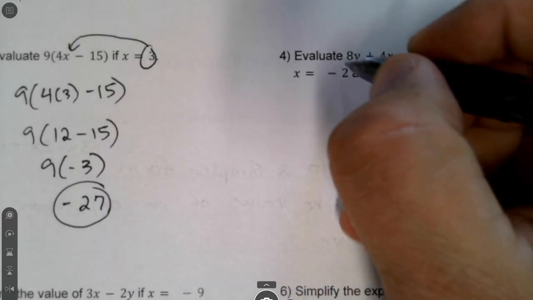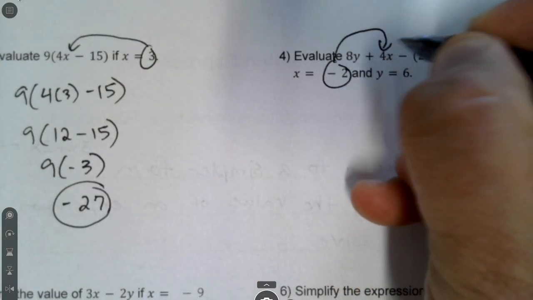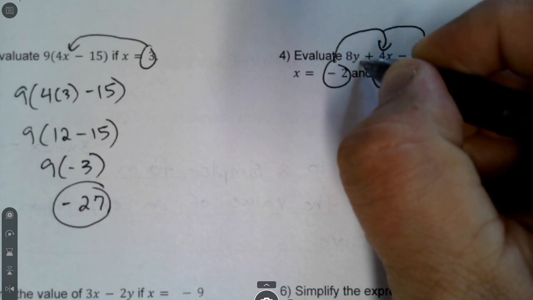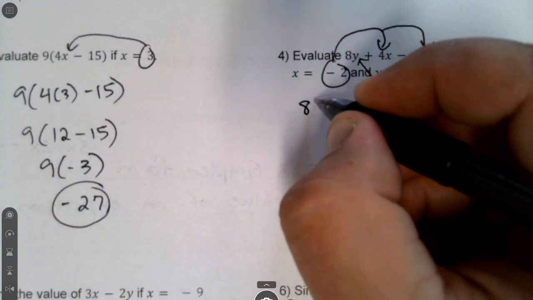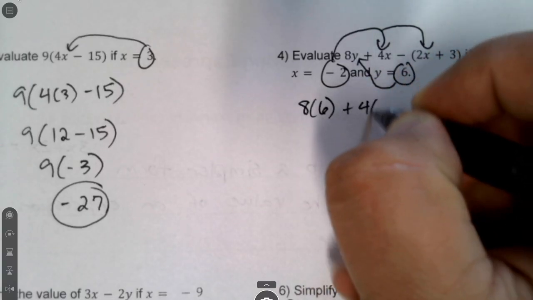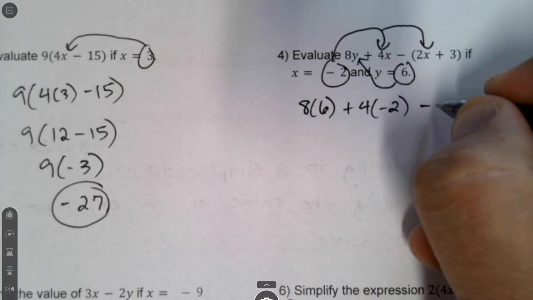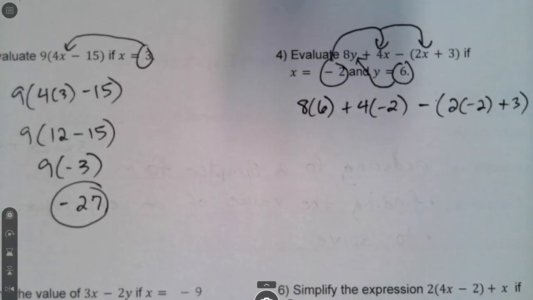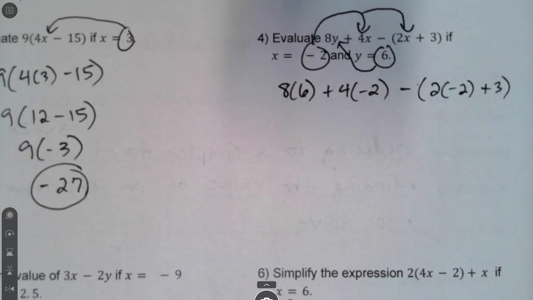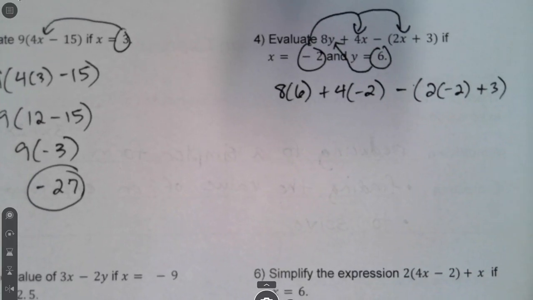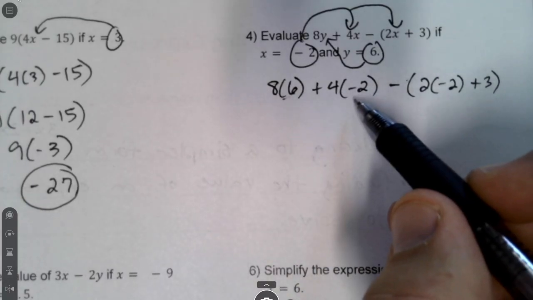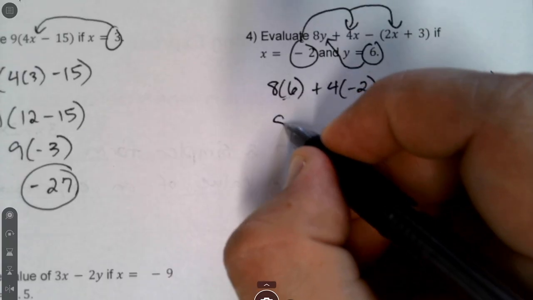On this one, we've got to plug in -2 for x in 2 spots. We got to plug in 6 for y in 1 spot. So 8 times 6 plus 4 times -2 minus 2 times -2 plus 3. Just remember to follow the order of operations. So these don't count as parentheses, they're just noting multiplication. This one does.